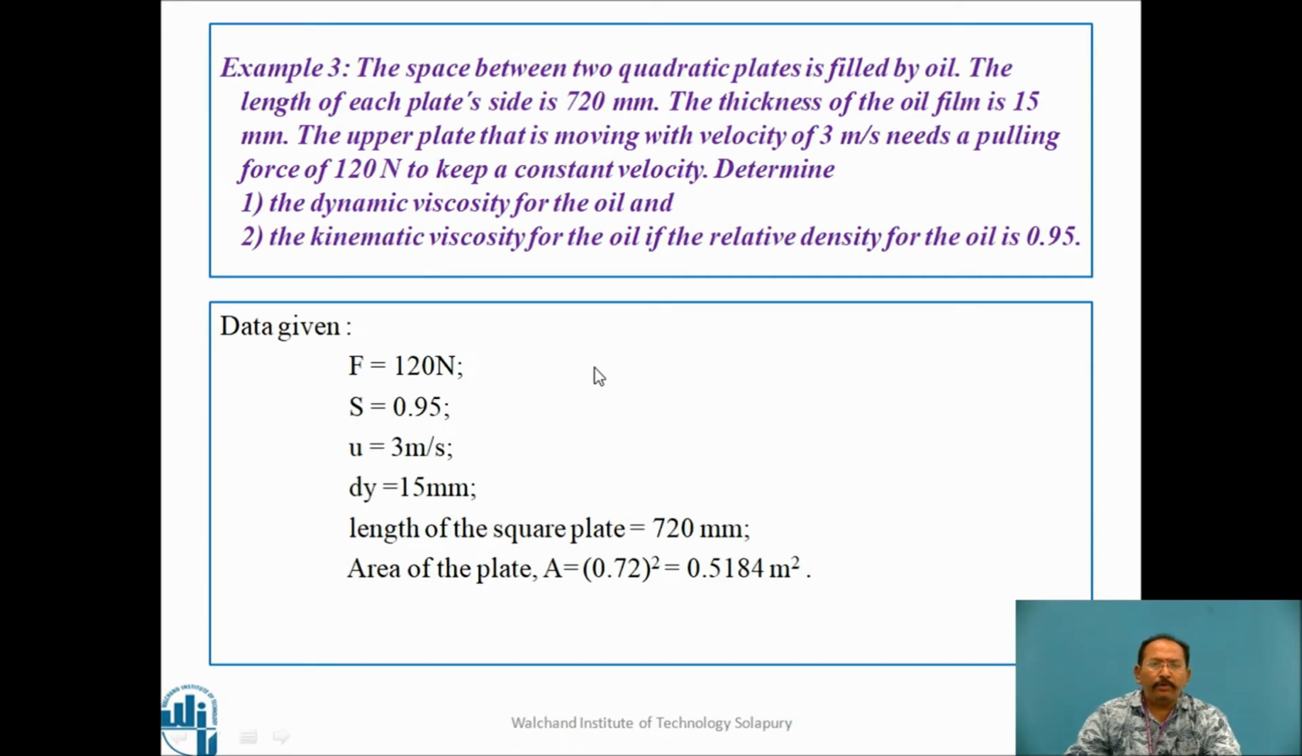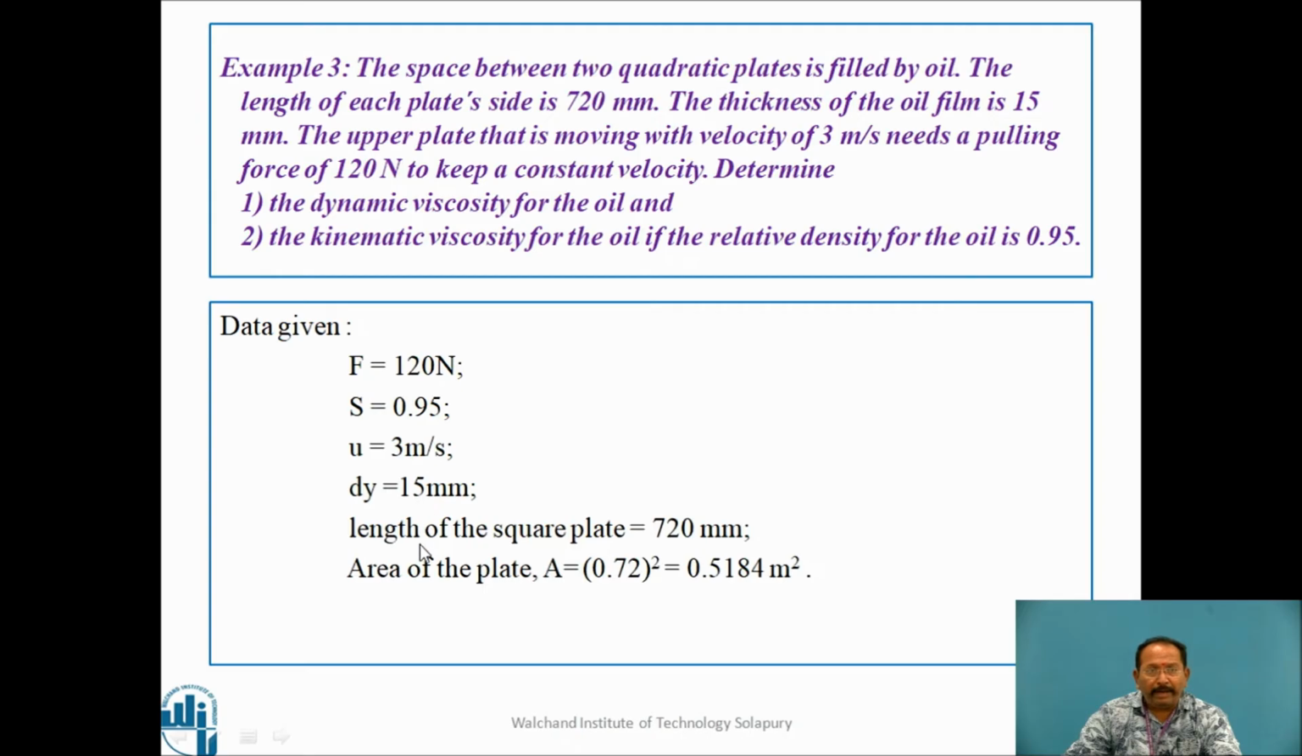The space between two square plates is filled by oil. The length of each plate is 720 millimeter. The thickness of the oil film is 15 millimeter. The upper plate, moving with a velocity of 3 meter per second, needs a pulling force of 120 Newton to keep the constant velocity. We have to calculate dynamic viscosity as well as kinematic viscosity. Recall your memory for kinematic viscosity.